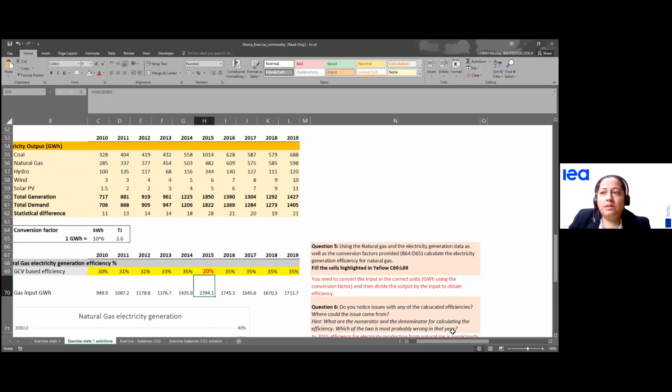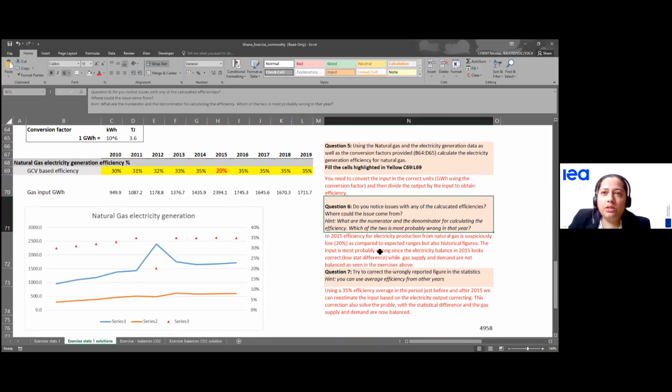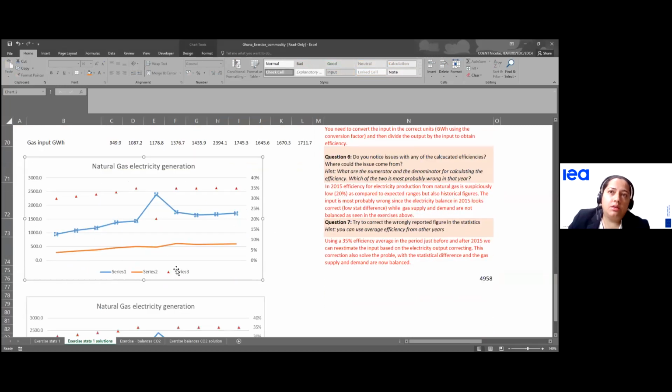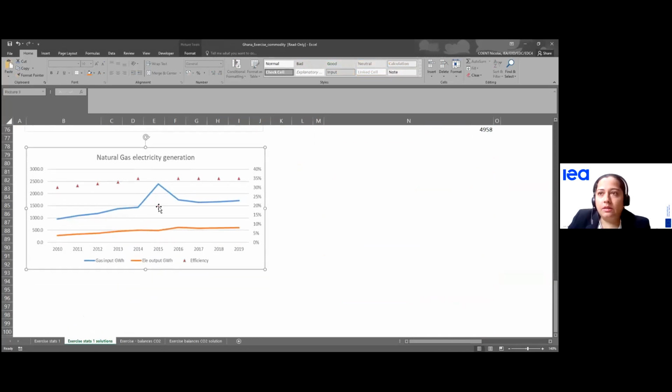And compared to expected efficiency ranges and also the historical values. So here, what could be wrong? So if we look at the output of natural gas in 2015, it looks quite okay. But the input of natural gas is very high. It's 8,619, whereas the year before it was around 5,000, and in 2016 it's around 6,000. So in the middle, there's a big outlier here.